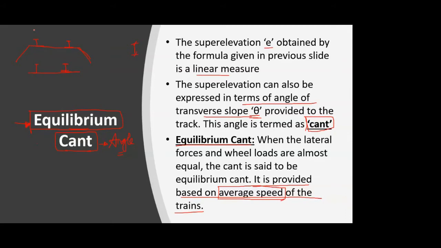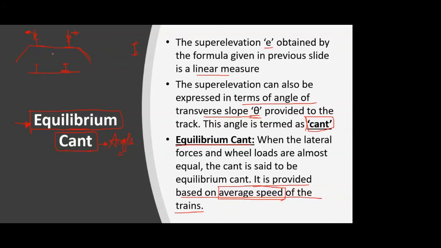And in case of a curve, whatever load comes on your rails, the vertical load as well as the lateral forces coming into the picture, these forces will be almost equal on both the rails. I'm using the term almost equal because it's not exactly equal, because it's dynamic in nature. The loads vary from train to train and from moment to moment.